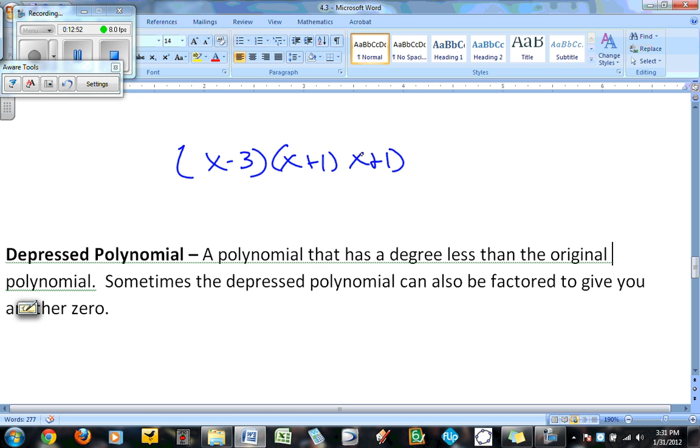So if we were looking for its roots, or if we were looking for its zeros, and it was set equal to 0, we set each of these guys equal to 0. So x minus 3 equals 0, and x plus 1 equals 0. And so for that graph, we would have two zeros at x equals 3 and x equals -1, and we don't have to write this one twice.